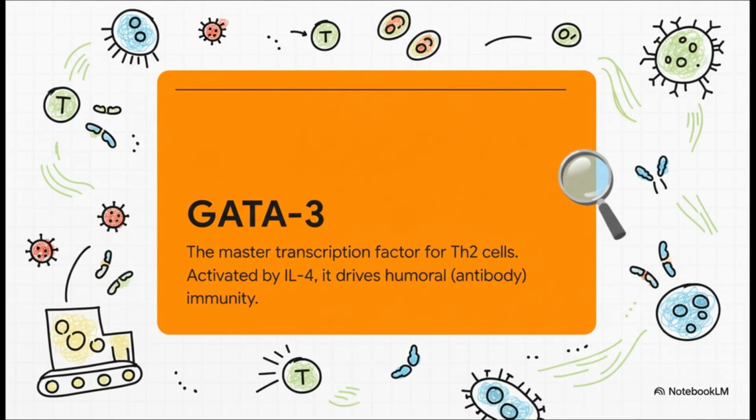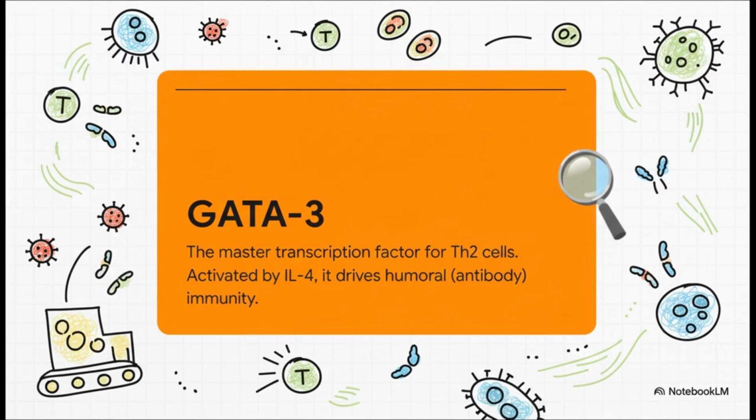And the counterpart for Th2 cells is GATA3. Just like TBET runs the Th1 show, GATA3 is the master of the Th2 world. Now, what's really fascinating is that these two are mortal enemies. TBET actively blocks GATA3, and GATA3 actively blocks TBET. This creates this really strong polarizing effect.